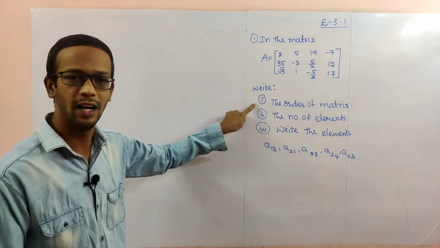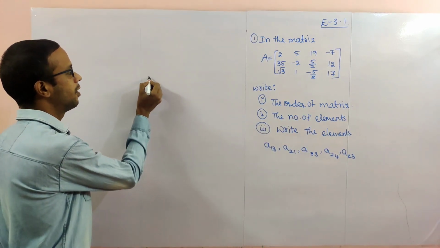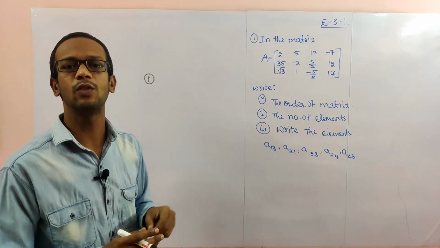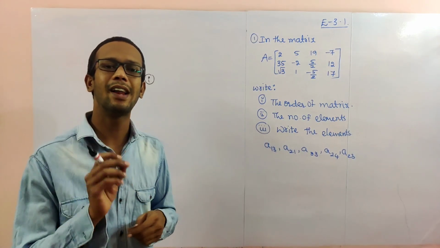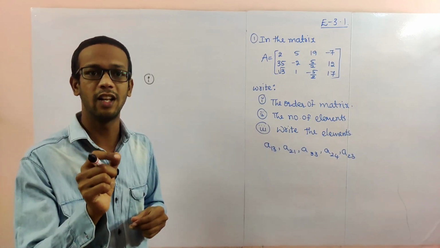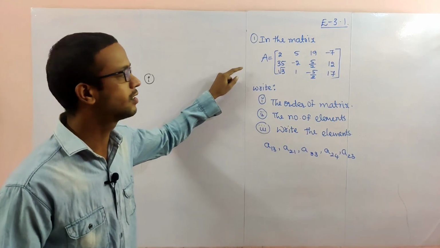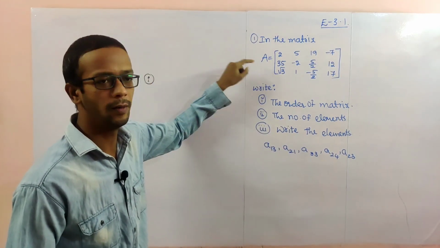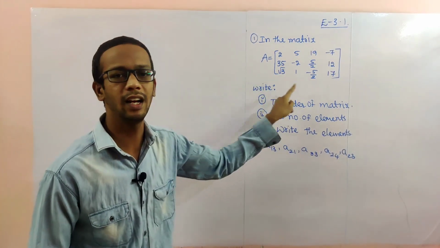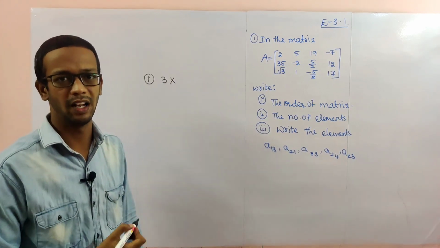Number 1, write the order of the matrix. First one, solution. So what does order mean? Order means number of rows by number of columns. A very important thing: first we have to write the number of rows. So how many rows are there here? 1, 2, 3. Horizontal lines are called rows. So 3 rows are there.